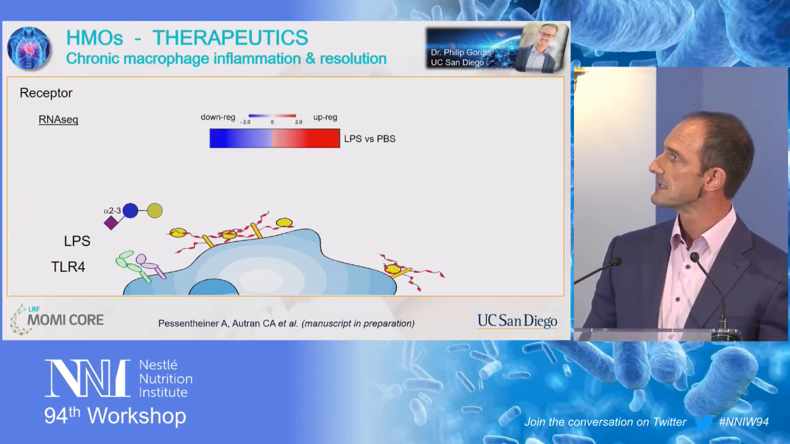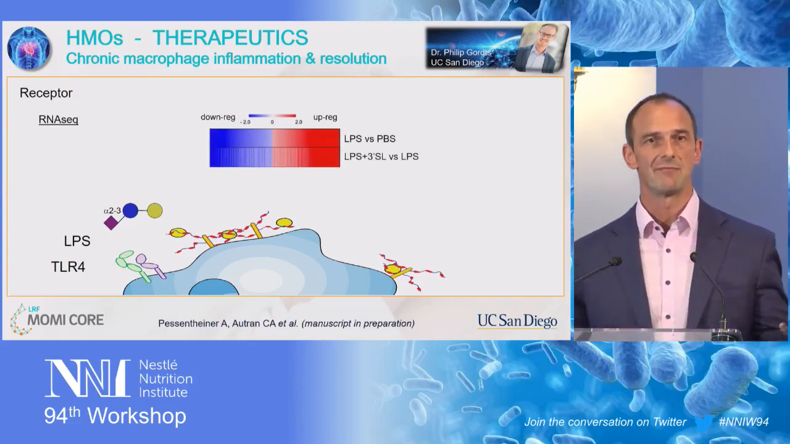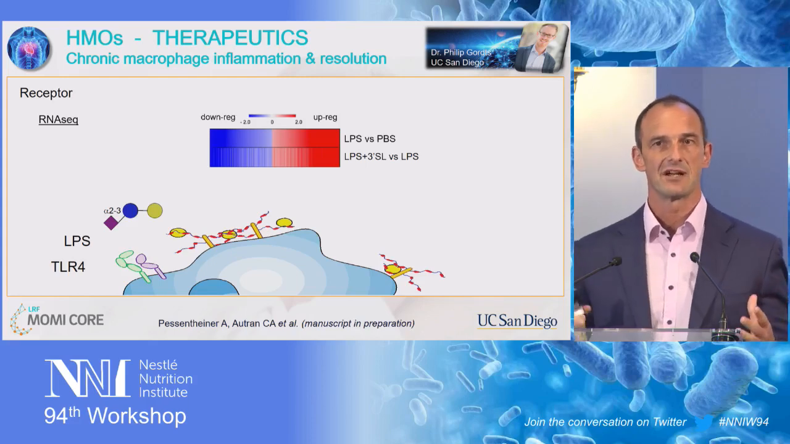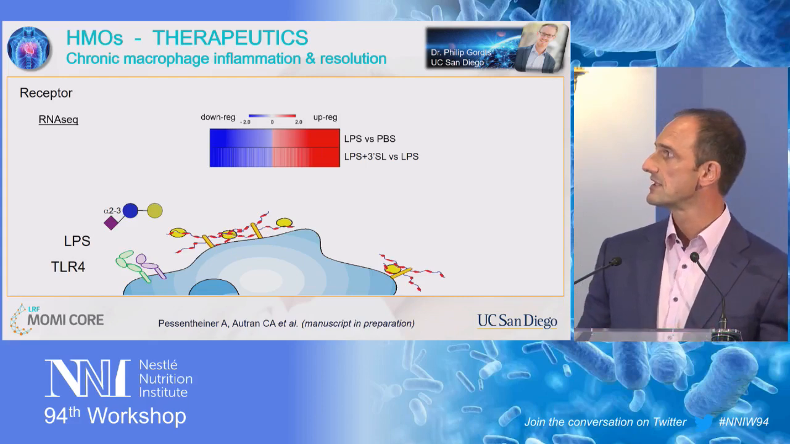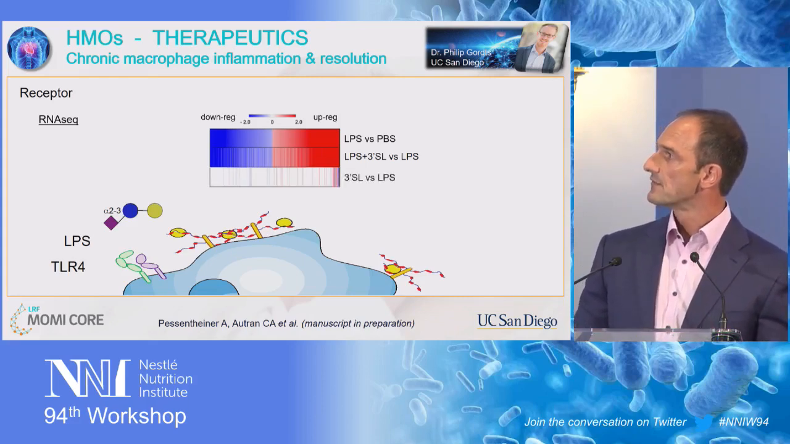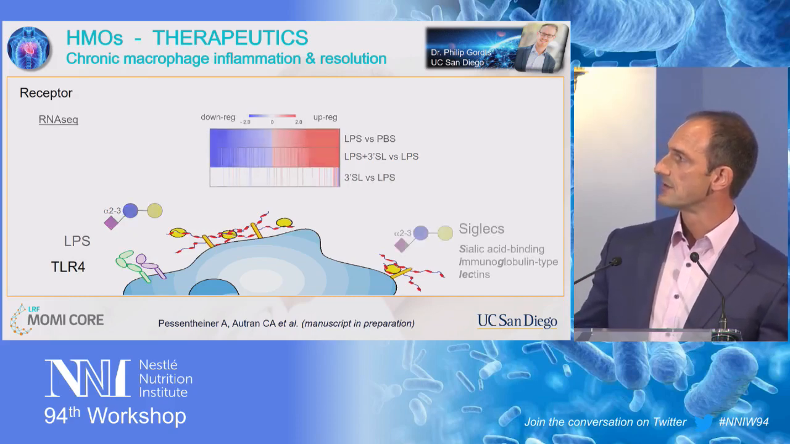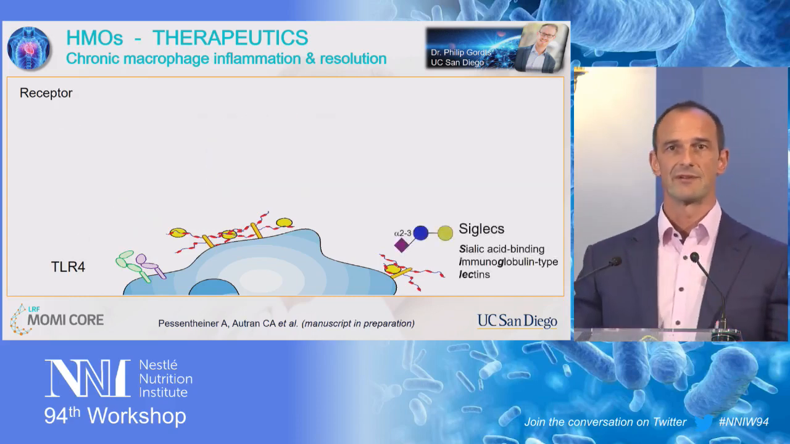So we did RNA sequencing. We stimulate the cells with LPS. You get a bunch of genes up and down regulated. But it's not the same genes that you affect with 3SL when you add that to the mix. So there's only a few genes that are differentially expressed in the presence of 3SL. So very unlikely that there's a direct interaction on the receptor, otherwise you would shut down the entire program.